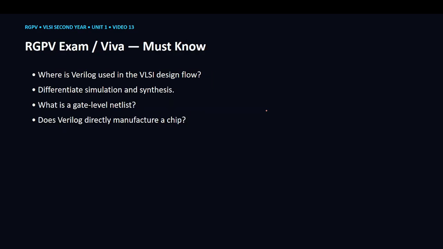RGPV exam and viva: you must know, for exam and viva, be ready for these questions. Where is Verilog used in the VLSI design flow? Differentiate between simulation and synthesis. What is a gate level netlist? How does Verilog directly manufacture a chip? If you can answer these clearly, you understand the core of this video.